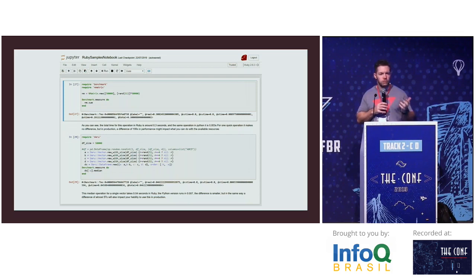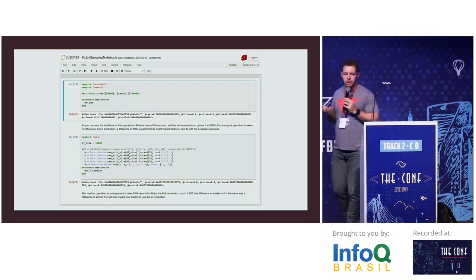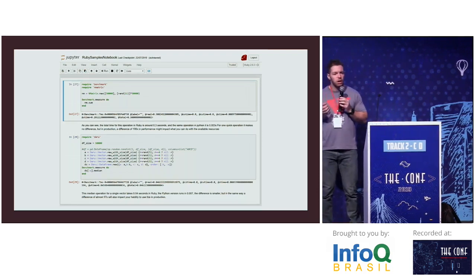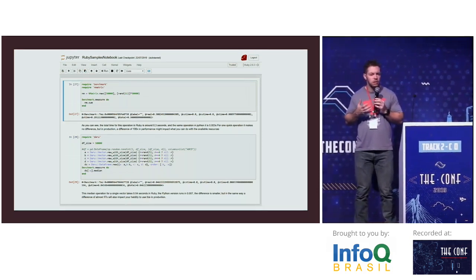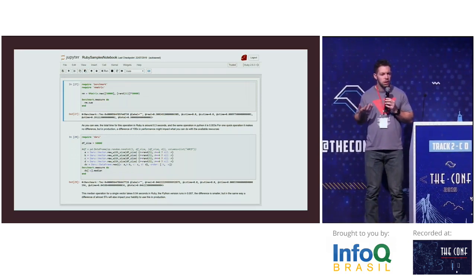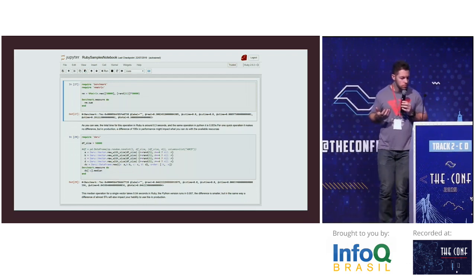And of course, I'm talking about an operation that in Ruby takes around a tenth of a second, but 100 times faster makes a real difference when you are dealing with lots of data.